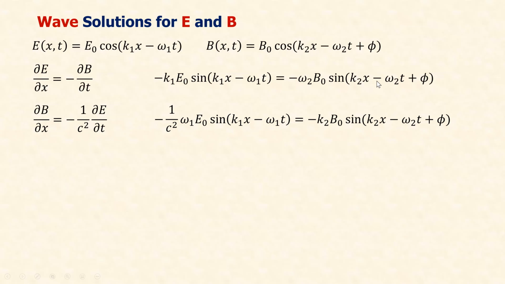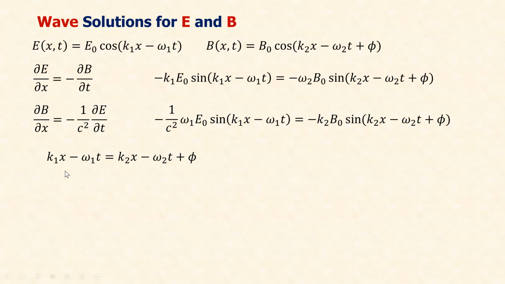Both of these have to be satisfied at all time and everywhere in space. So in order for that to happen, first of all, the arguments of sine and cosine should be the same, because otherwise one goes up, one goes down. They match at one time and they don't match at another time or another space. So the arguments should be the same. So we say k1x minus omega 1t should be equal to k2x minus omega 2t plus phi at any time, at any position in space.